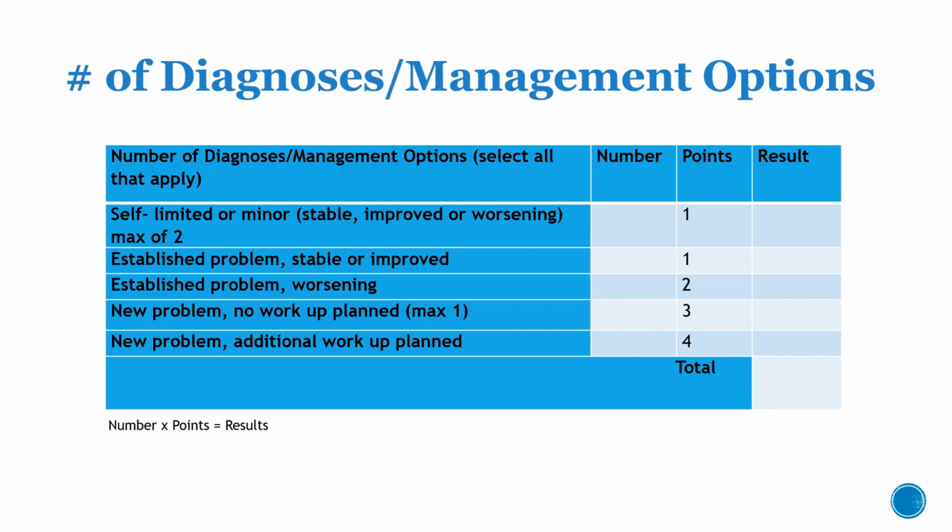So here's the overview of the number of diagnoses and management options. You literally should keep a little crib sheet. If the patient comes in with an established problem, it's stable or improved, 1 point is assigned to that. But let's say the patient comes in with a new problem, and you need to work that up. 4 points are assigned to that. Keep that in mind. So now we've got our crib sheet, we've got 4 points.